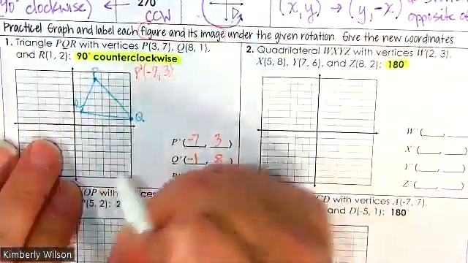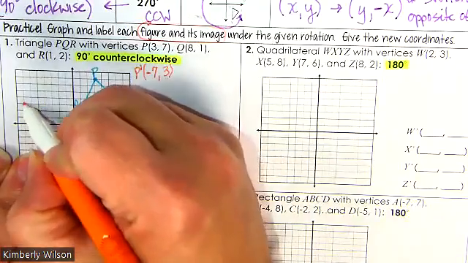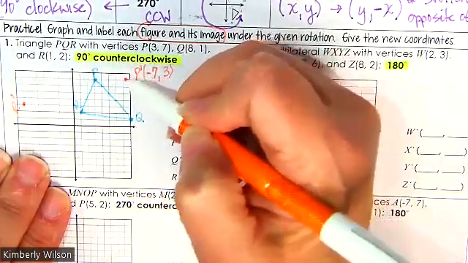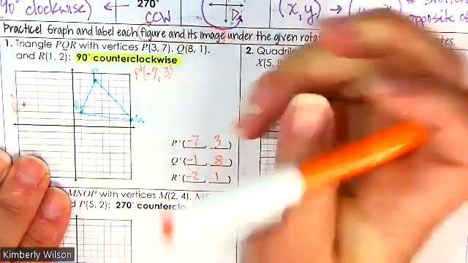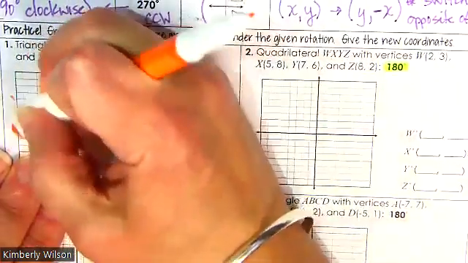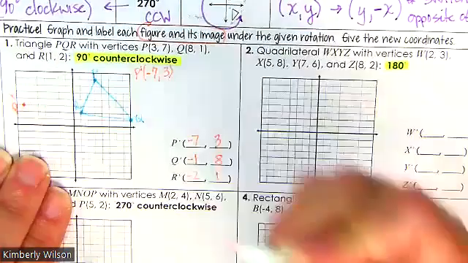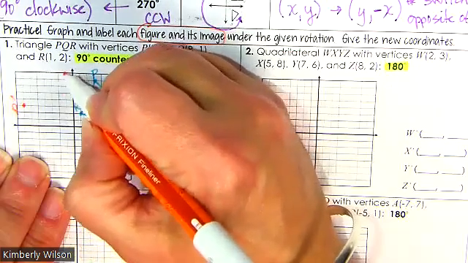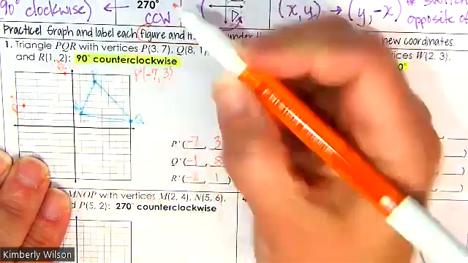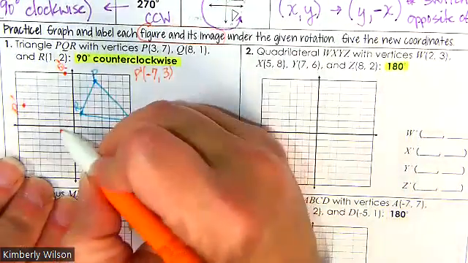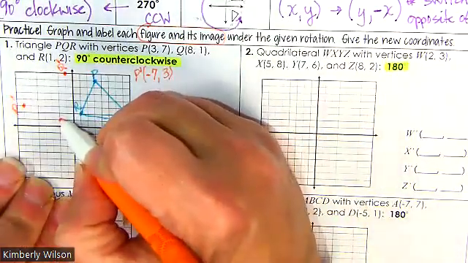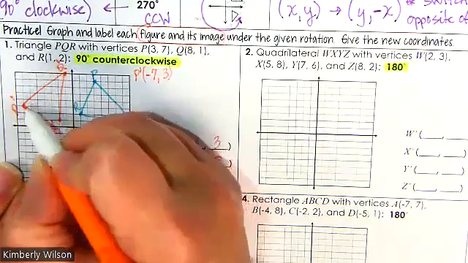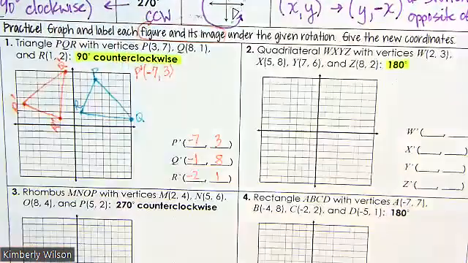Okay, so we have to plot our new points. So this is -7, 3. That is R prime. P is, oh, I just, this is P. I'm not paying attention to my labels. Okay, so Q is -1, 8. Q prime. And then R is -2, 1. And now we play connect the dots. Okay, and there we go.